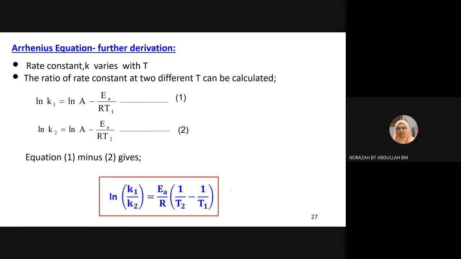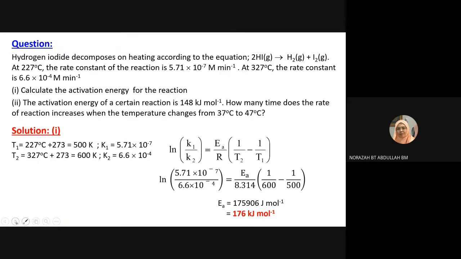Kamu tak perlu derive lah, kamu boleh hafal ni. Kamu guna persamaan ni sekiranya diberi 2K dan bertanya tentang satu temperature dan satu lagi temperature diberi. Maksudnya 2K, dua temperature lah. Berkenaan 2K dengan 2 temperature. Okay, temperature must be in Kelvin ya.